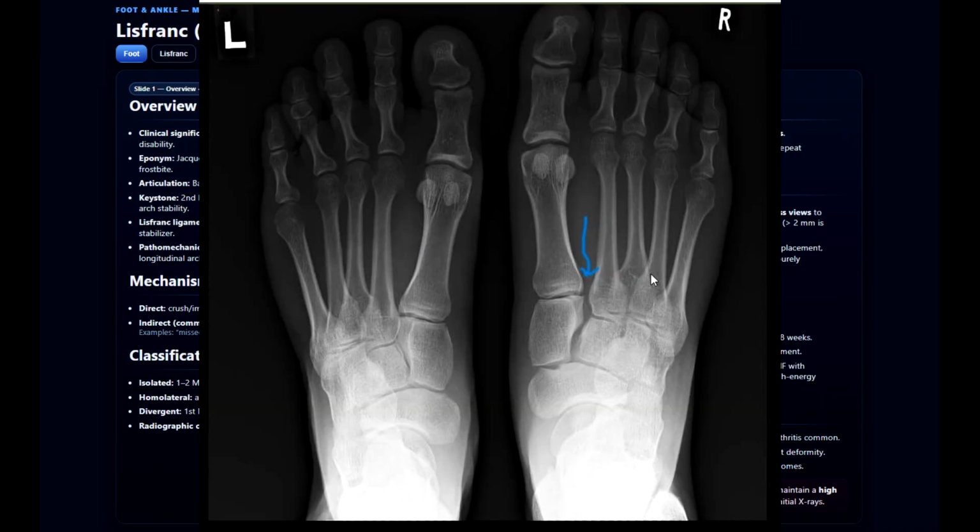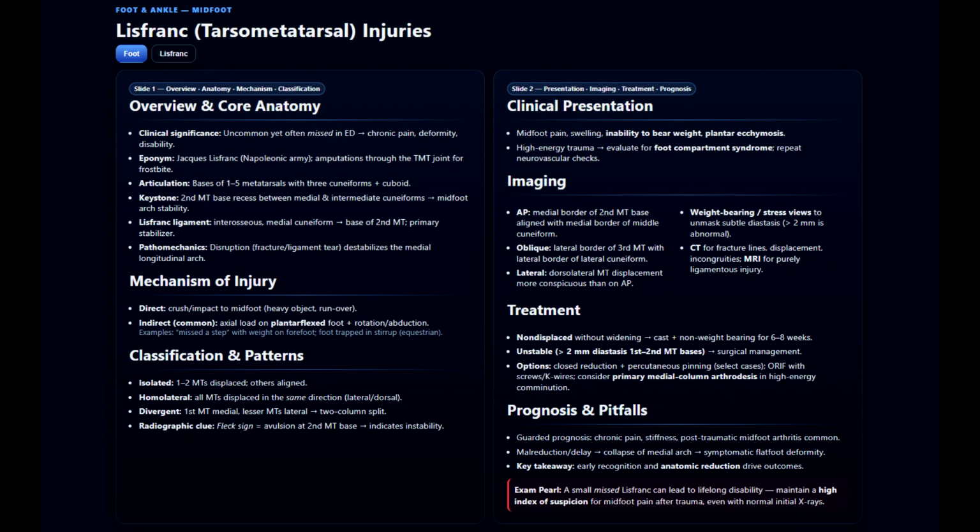When radiographs are inconclusive but clinical suspicion remains high, CT scans can be extremely helpful in identifying fracture lines, displacement, and subtle incongruities. MRI may be useful in demonstrating purely ligamentous injuries, but it is not usually necessary in the acute setting.